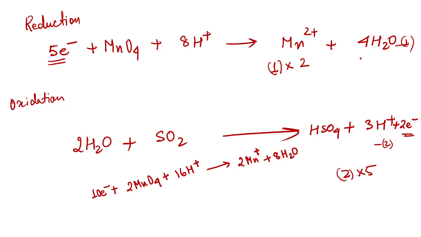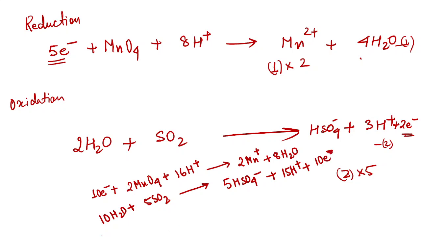Similarly here I'll multiply by 5, so this will become 10 molecules of water plus 5 molecules of SO2, and that will become 5 molecules of HSO4 negative plus 15 molecules of H positive plus 10 electrons.